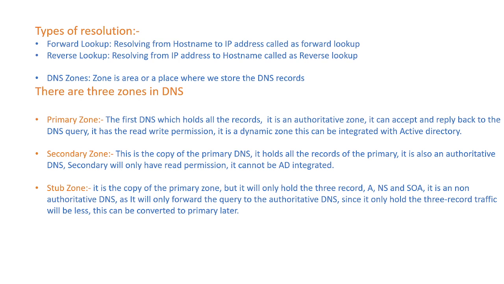Then the stub zone. It is also a copy of the primary zone, but it will only have three records: A record, NS record, SOA record. A means it's a host record, meaning as soon as you create a computer entry, like the PC that I have created now, or Instagram that I have created, those records we call A records. Any computer or server, if you are creating a record, that is called an A record.